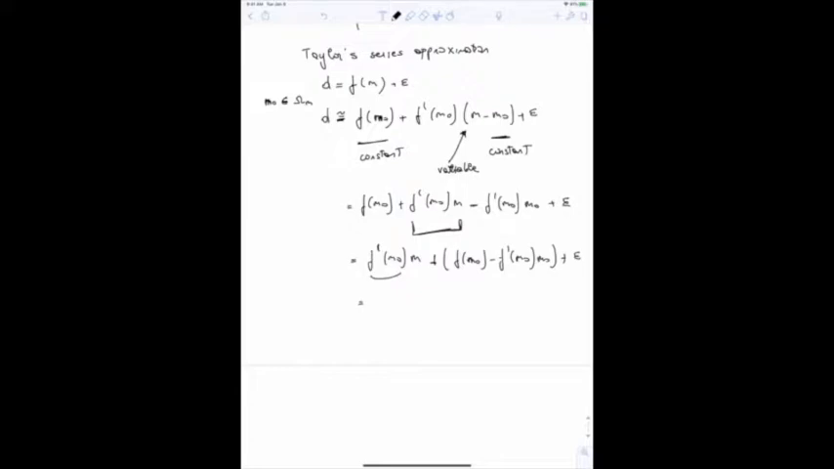Or, well, let's call it a. So this is a times m plus, I call this quantity here b, plus epsilon. So now this is our linear expression. So this is g m plus epsilon, where g is actually linear.